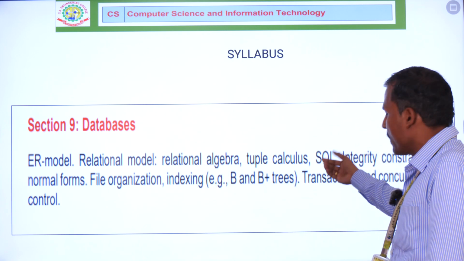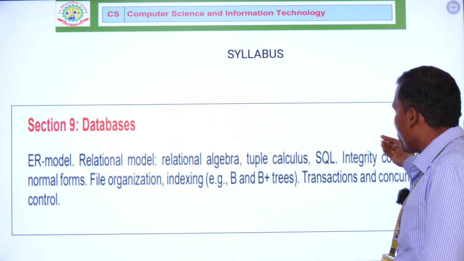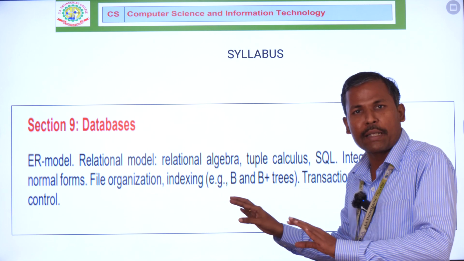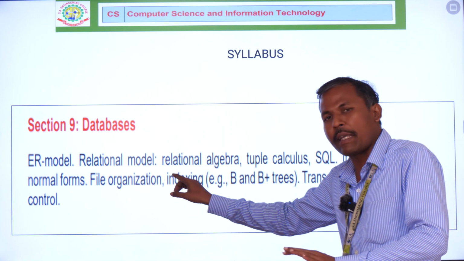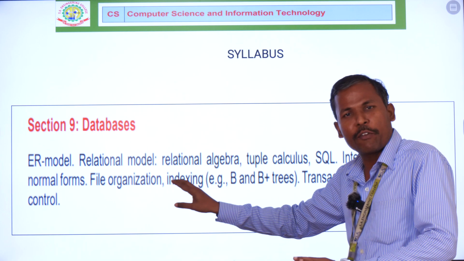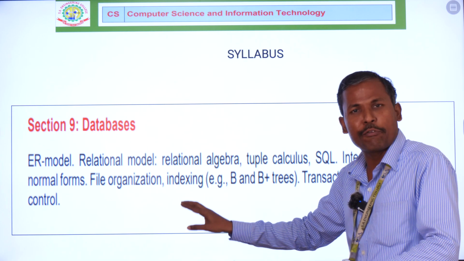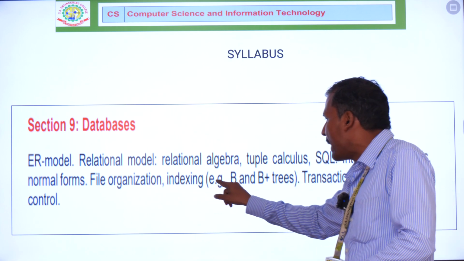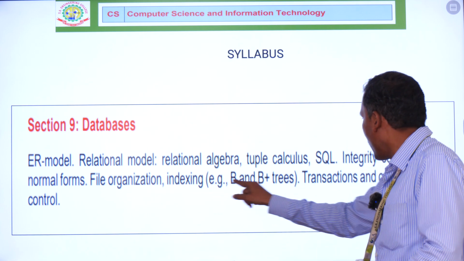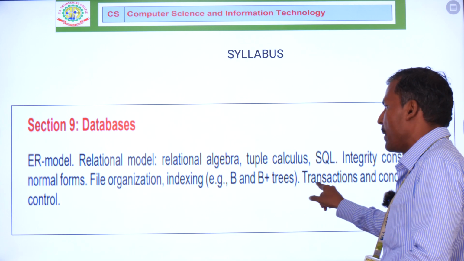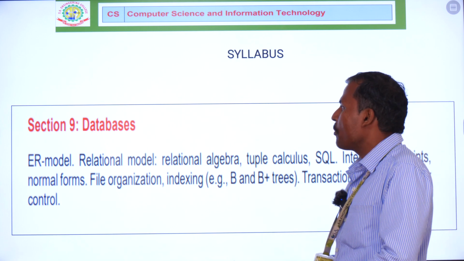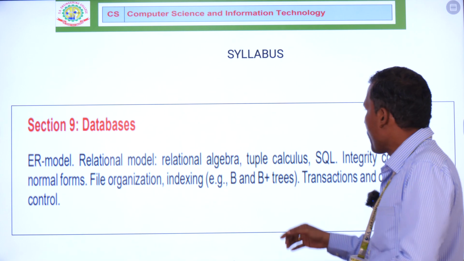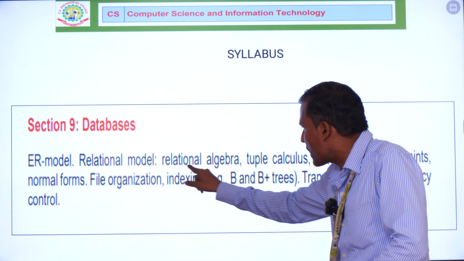Then comes SQL. Yes, integrity constraints come in SQL, and we have normal forms. All types of normal forms are covered here. It is given as a single keyword, normal forms, but we have first normal form, second normal form, third normal form, BCNF, fourth normal form, and fifth normal form. Then we have file organization followed by indexing, which comes under file organization, and then we have transactions and concurrency control. So this is the syllabus of databases. It is coming under section 9 of the GATE 2025 syllabus. So my today's topic will be on relational algebra.